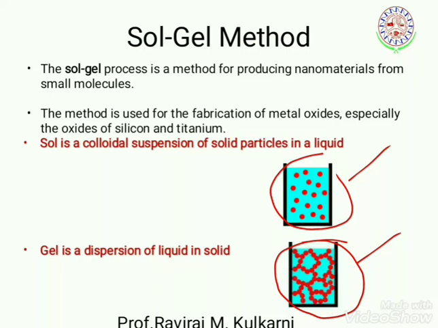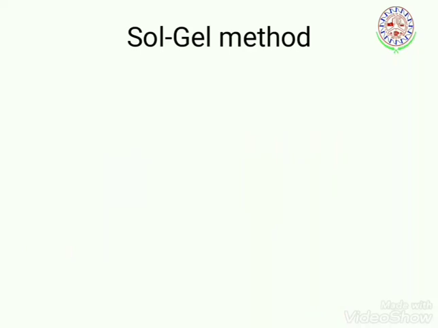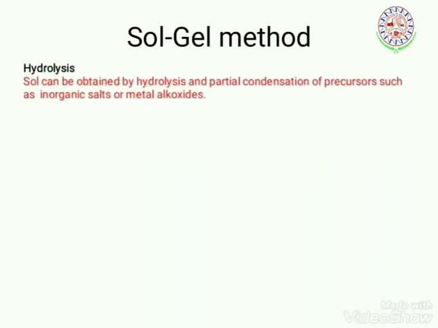The sol gel process is a method of producing nanomaterials from small molecules. The method is used for the fabrication of usually metal oxides, especially titanium oxide and silicon oxide. Continuing with the sol gel method, how is it prepared? The sol gel method involves hydrolysis and condensation of precursors such as inorganic salts or metal alkoxides.